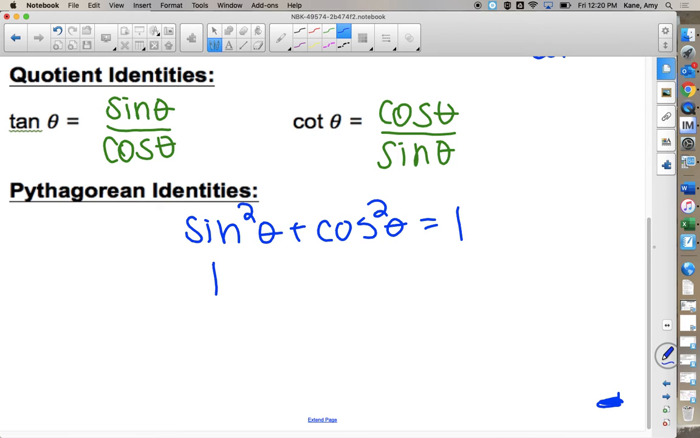There is a second one and a really cool proof in your book, if you like proofs. But the second one says 1 plus the tangent squared equals the secant squared.